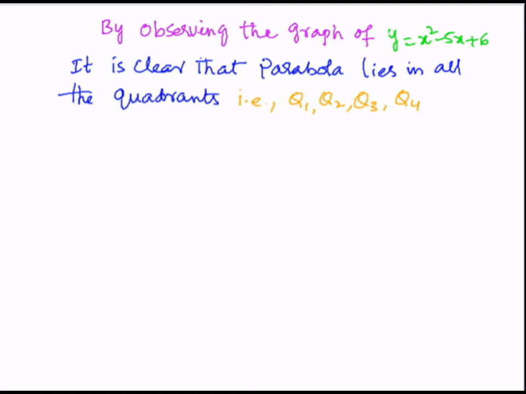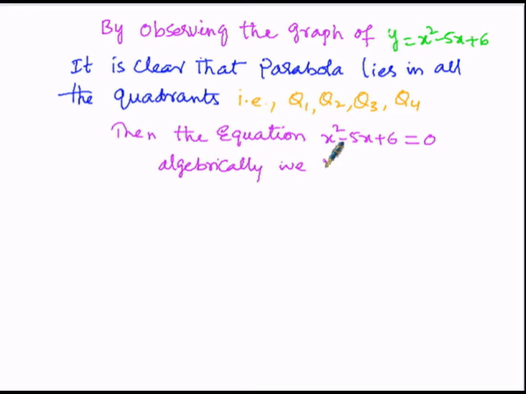So here, the equation x square minus 5x plus 6 equals 0, algebraically we can solve by the formula x equals minus b plus or minus root of b square minus 4ac, overall divided by 2a.